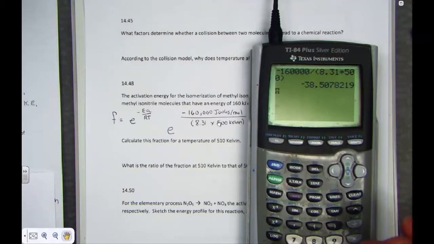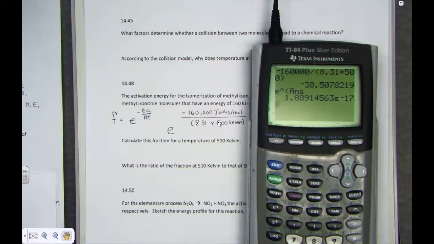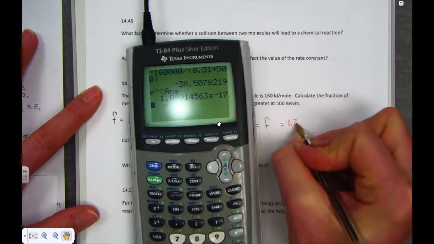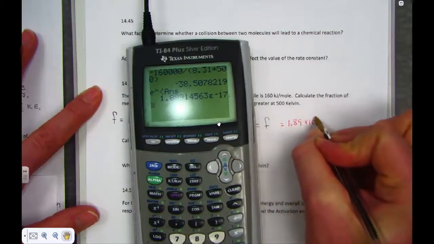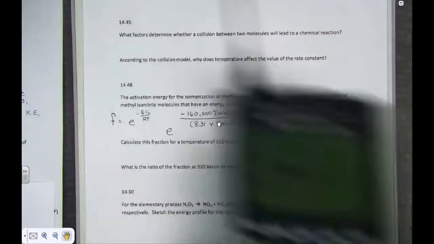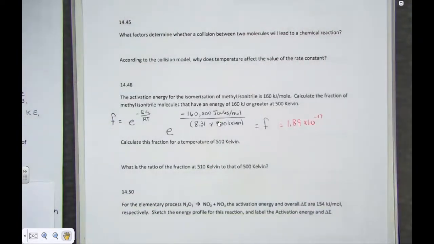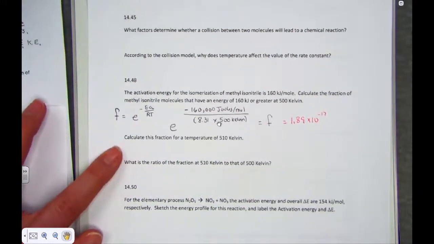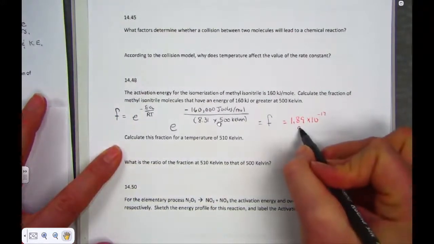Now I've got the same thing twice. Sometimes I just like to keep checking to verify answers. I got that twice: 1.88 times 10 to the negative 17th. So maybe I'll round to 1.89 times 10 to the negative 17th. No units, it's a number. That's the number of molecules as a fraction that are meeting the criteria of activation energy. Let's calculate that again.